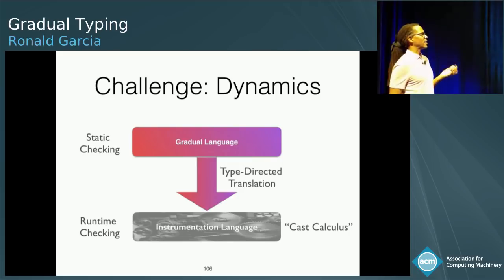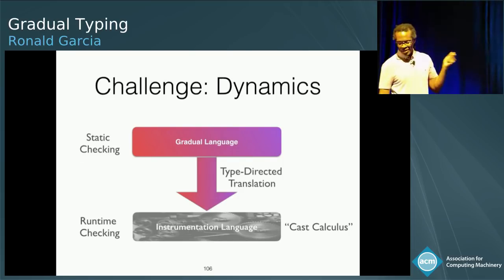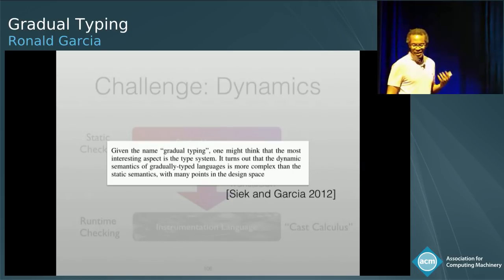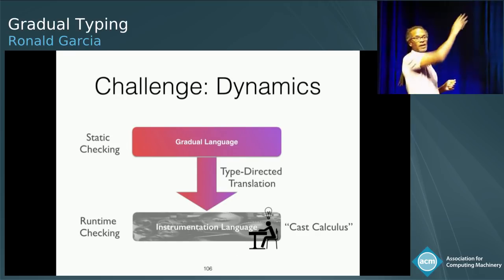So historically, in developing these, the static system turned out to arrive almost nearly perfect on day one. But as Jeremy noted, and I got to tag along, really, given the name gradual typing, you think the most interesting aspect is the type system, but the dynamics are really the interesting part. It's turned out to take a lot of work to figure out how to build an instrumentation language and what properties it should have. The refined criteria were part of attacking that problem.